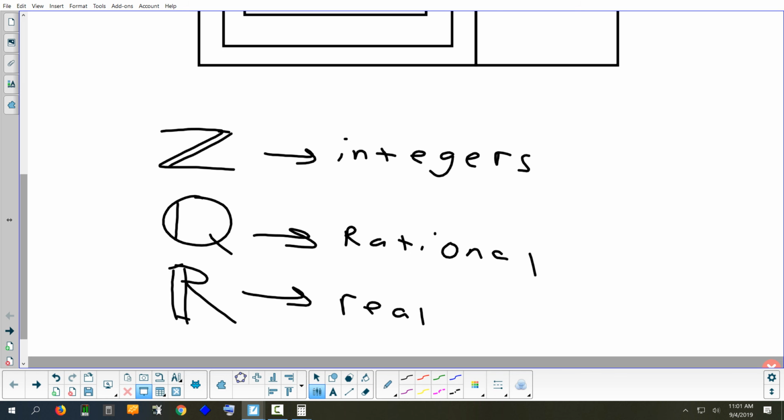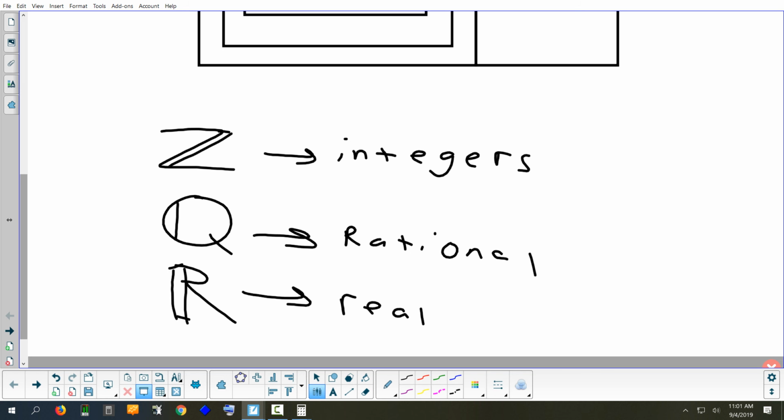Why do you think Q? Anybody think of a word that begins with Q that has something to do with fractions? Zach? Quotient. Quotient, exactly. When you divide two numbers, it's called quotient. Maybe that's where the Q comes from. The Z for integers. Not sure. But that's the symbol they use.